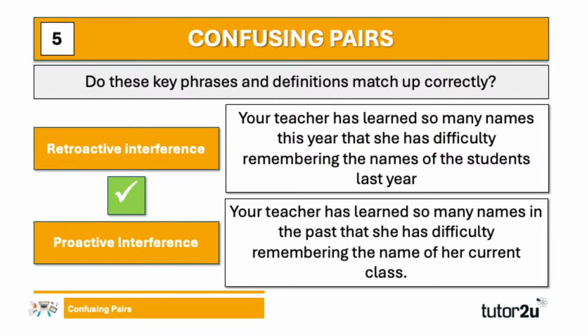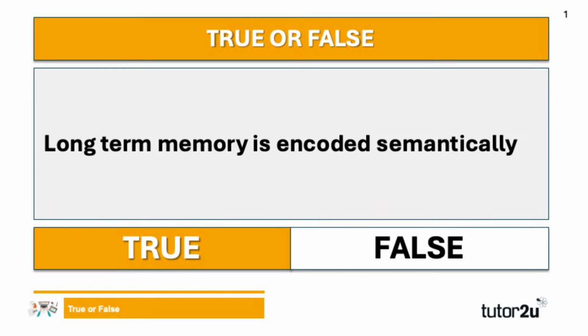So retroactive, I want you to think of retro as old. With retroactive, it's the old memory that's affected. And if you can remember that about retroactive, then obviously it's just the opposite for proactive. So retroactive is old, so the old memory is affected. Retro means in the past, old. So that's a way to remember it. That might help some of you. I don't know, you've got your own methods. So I'll pass you back over to Rosie now.